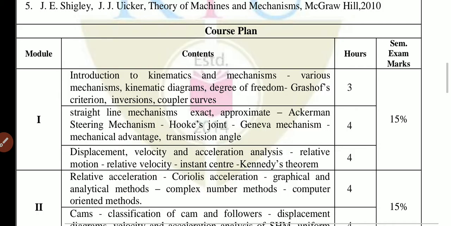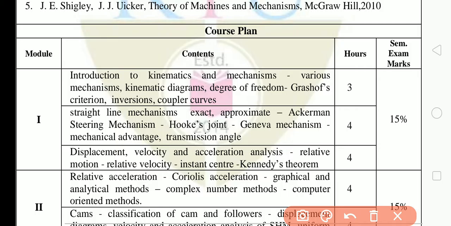In order to understand the course plan, I will just show you how module 1 is divided and how it is split. The other modules, second, third, fourth, fifth and sixth, are split in the same way as the first module. Here you can see the first module is split into 3 parts: this is the first part, this one is the second part, and this one is the third part.